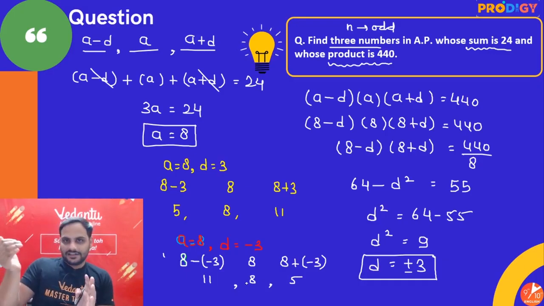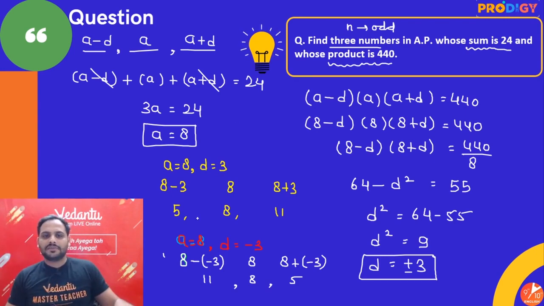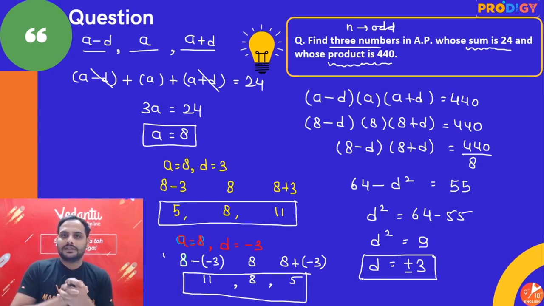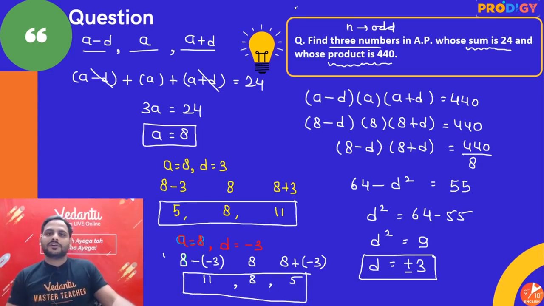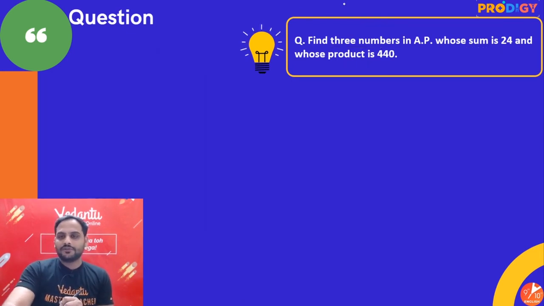So when D is 3, 5, 8, 11. D is minus 3, 11, 8, 5. So just the numbers are reversed. But my three numbers I can say will be 5, 8 and 11. Okay. This will be my three numbers. So this is the kind of question which I was telling, and it is very, very important. Okay, beta. Let's move ahead to the next question.